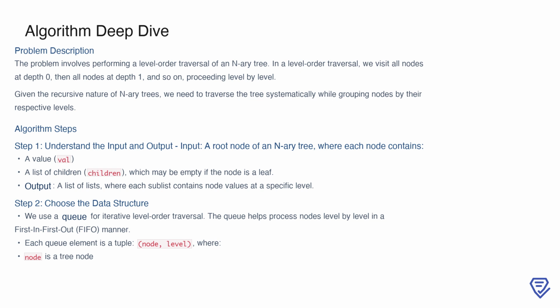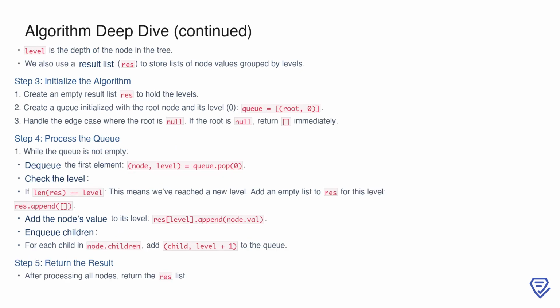To efficiently implement this, we use a queue. The queue enables us to process nodes level by level in a first-in first-out manner. Each element in the queue will be a tuple consisting of the node and its level in the tree. This allows us to keep track of the depth of each node as we traverse the tree iteratively.